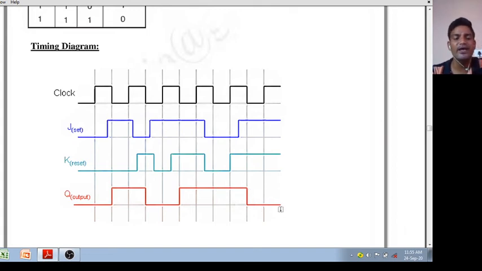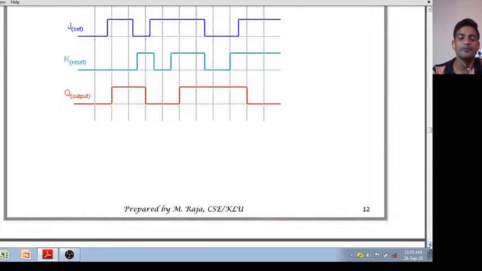Okay, in this way you can determine the output waveform, and this is called your timing diagram. And again I am repeating, here I am using negative edge triggering. Negative edge means output will only change at negative edge. Next flip flop is T flip flop.